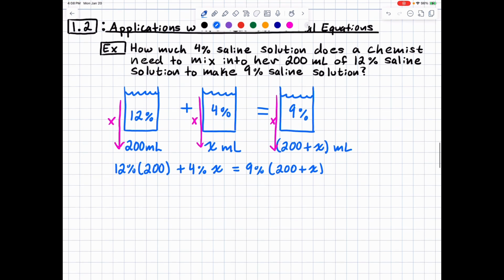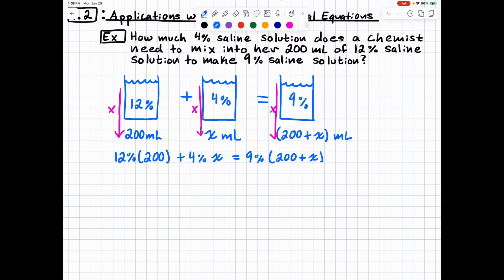So then, after I do that, I'm going to turn my percents into decimals. So if I have 12%, that as a decimal is 0.12. So now I have 0.12 times 200 plus 4%, which is 0.04, times x equals, and 9% is 0.09 as a decimal, times 200 plus x. All right, so now this should look just like those linear problems that we were doing earlier.